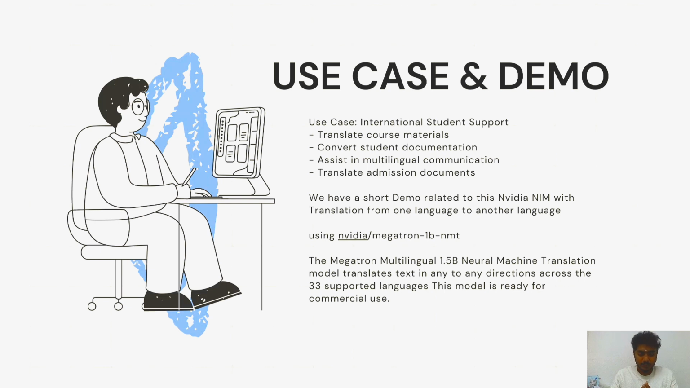If you want to translate from a single language to another language, we have multiple models for that. But the model we are going to use here is Megatron 1B NMT. It is built by Nvidia itself, it has 1.5 billion parameters, and it supports 33 different languages. You can select from one language to another. So this is a simple use case where we can test it out in the UI itself.